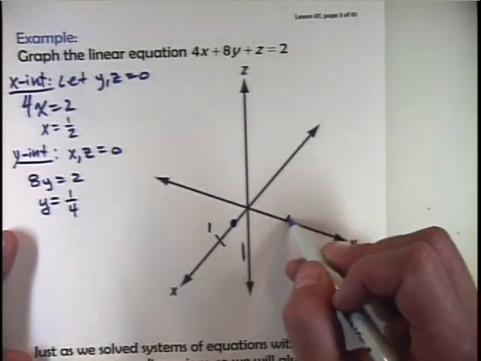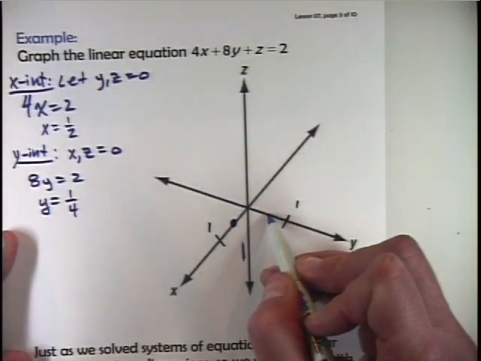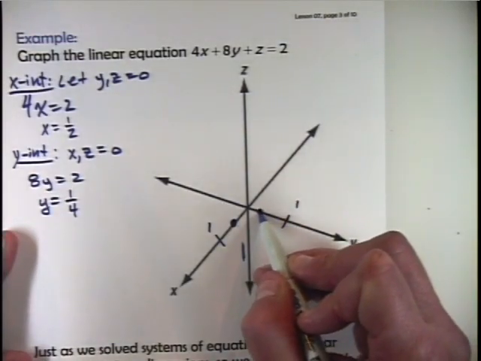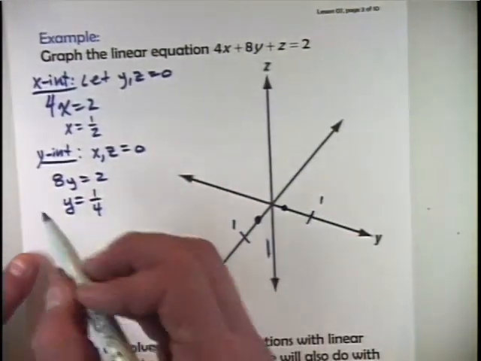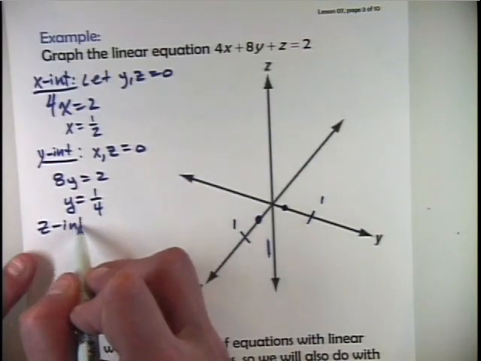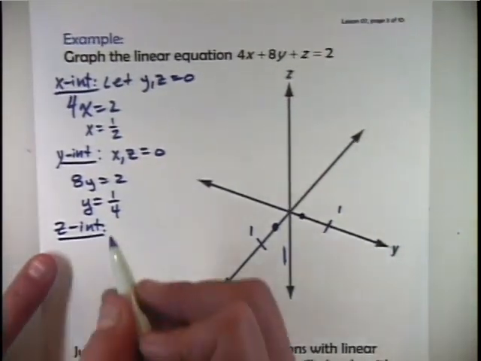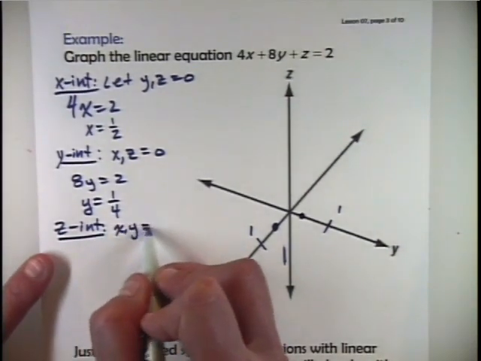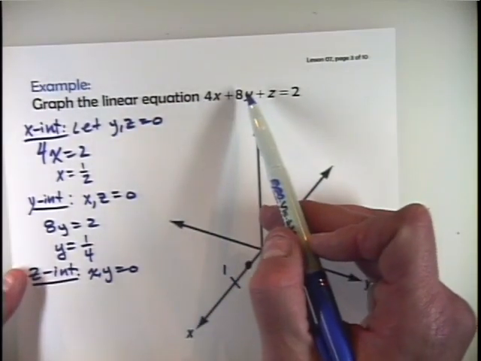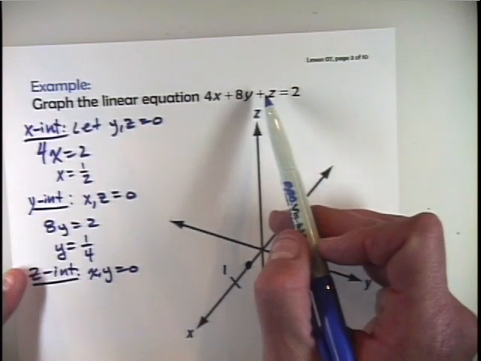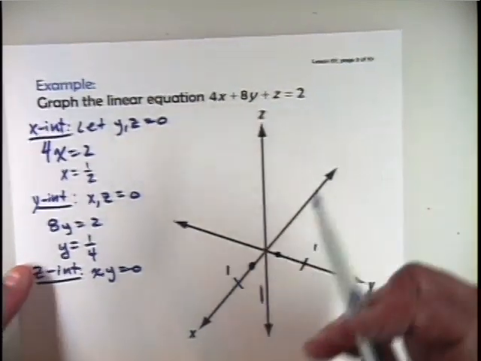So if this is a 1, a 1/4 is half of a half. So it's going to be right in here somewhere. And then finally, to find the z-intercept, where it crosses the z-axis, same procedure. I let the other 2 variables, in this case x and y, equal 0. And if I go up here to the equation, if x and y are both 0, I get 0 plus 0 plus z, or just z equals 2.